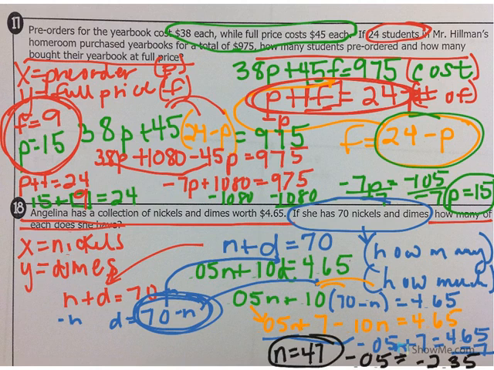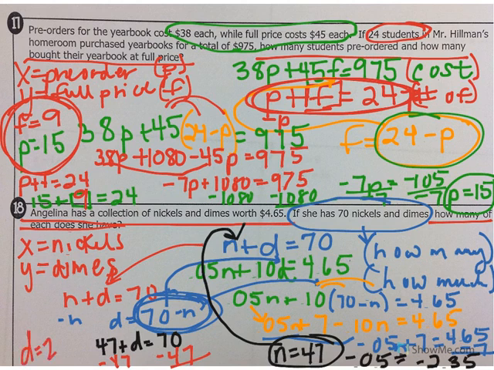And now you can take that and plug it into the first equation for n. And if I plug in 47 plus d equals 70, all I have to do is subtract 47, and that will give me how many dimes? So for dimes, 23, and nickels, 47. And that's how you get each of those.